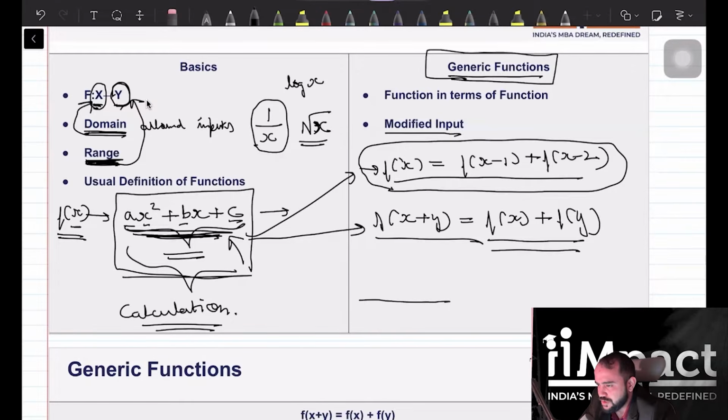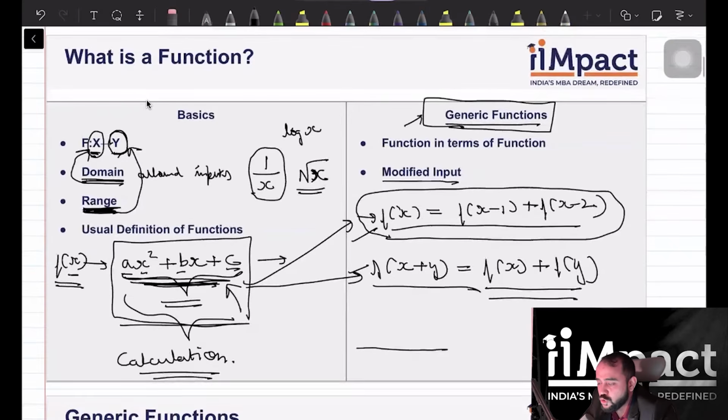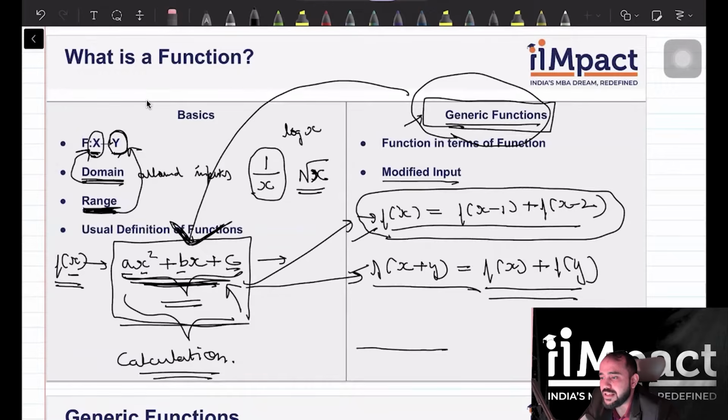Can anyone tell me what your choices are? If I give you a generic function like this or this, and I ask you to find the output for me, how will you proceed? So there are two ways. Either you convert a generic function to a known calculative function. You are that smart that even though they gave you a generic function, something like this or this, you were able to guess what the function should be. So number one method is guess the function.